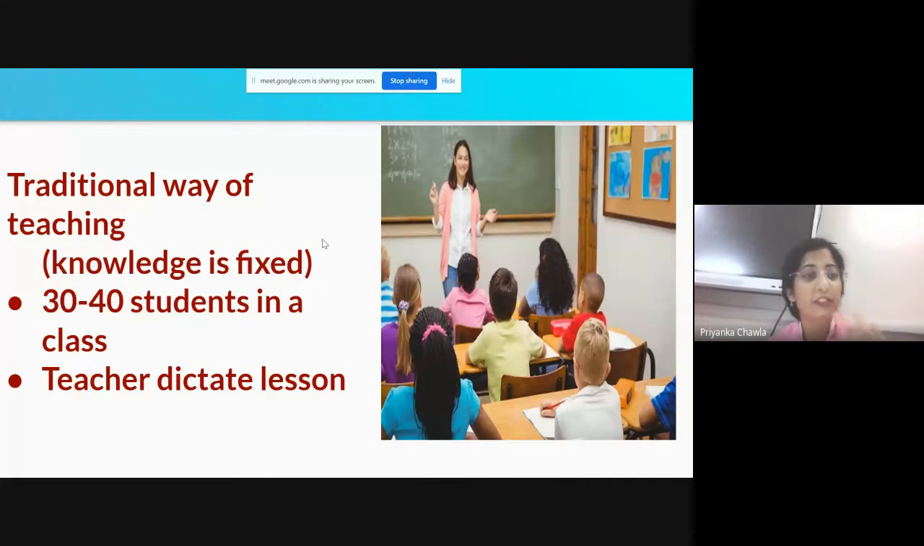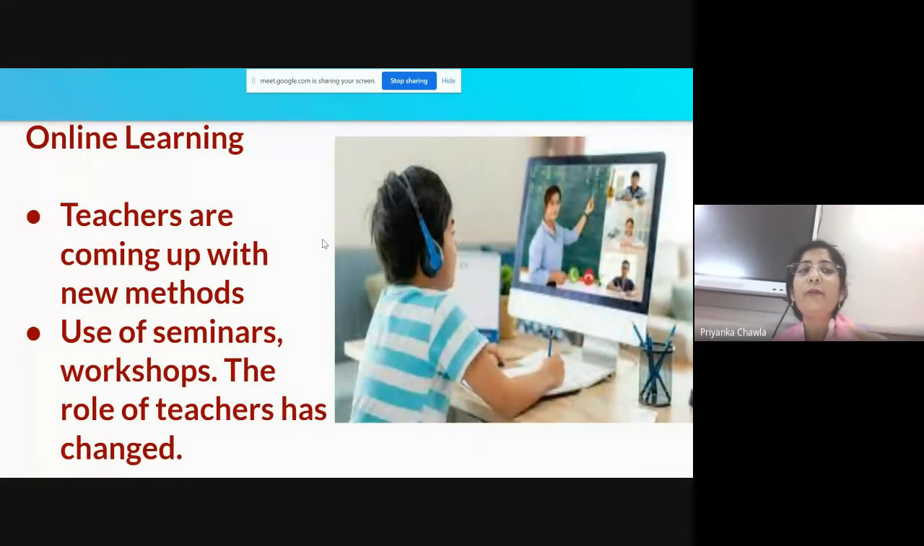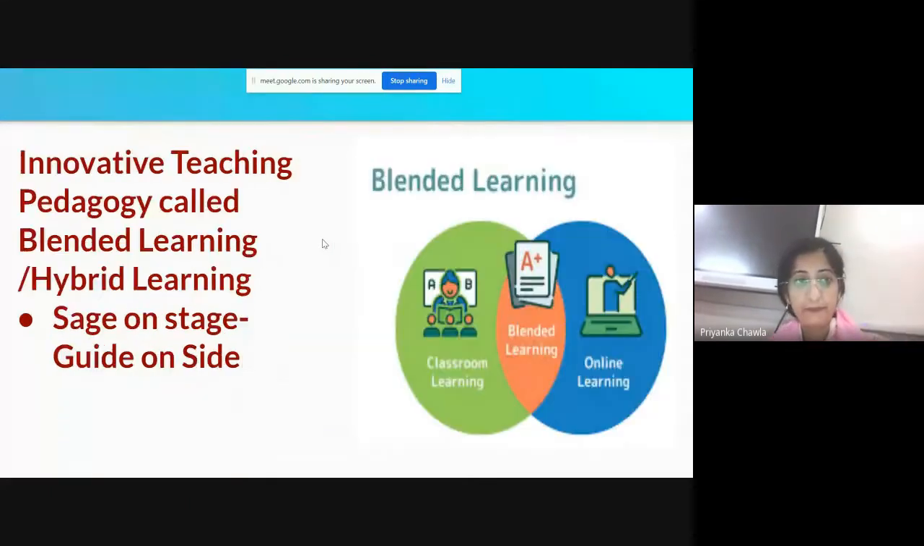Here, knowledge is fixed. Then we move on to online learning. This is the new method. Online means e-learning. The student is not sitting inside the four walls of the classroom. They are more into online learning. They are getting something extra. Seminars and workshops are organized, and the role of the teacher has changed. Now they have changed to facilitator.